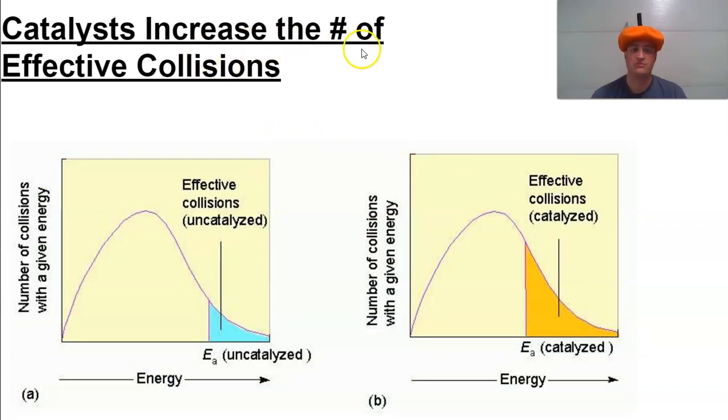They really increase the number of effective collisions. So when we think of the distribution of energy of the particles, the idea is that in a catalyzed reaction, you're lowering the activation energy. So when you lower the activation energy, you're going to include more area under the curve, which means there's a higher number of collisions with that given energy based upon that distribution of energy from the system itself.